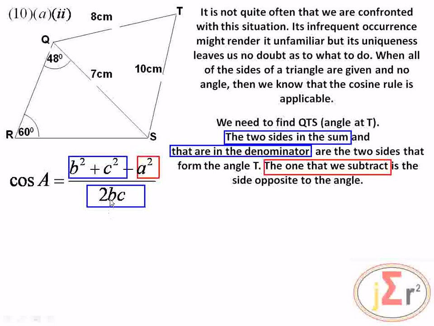And again, we have the two sides b and c. Those are the two sides that form the angle. So we know that the two sides that form the angle will go here and here, and then the other one, which is the one opposite to the angle, will go there. So in our substitution, we have no difficulty. There we go.